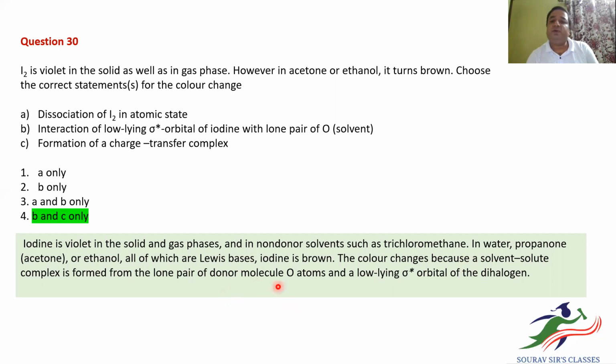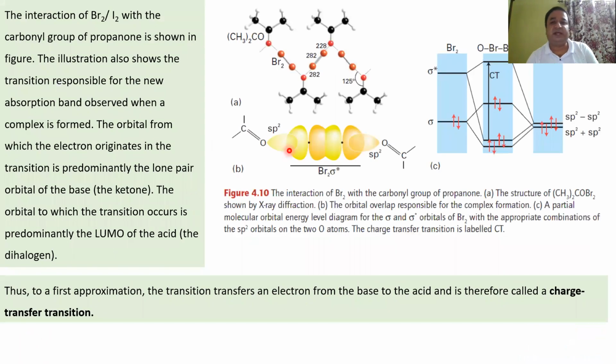It forms from the lone pair of the donor molecule O and the low-lying sigma star orbital of the dihalogen. In this case, it is our iodine. Let's have a look at the MO picture, how this is happening. This is a crystal structure that was isolated and studied. Here we have bromine, but you can think of this as iodine, not an issue. Here, this is acetone. So we have the lone pairs of the acetone combining with the sigma star of, say, bromine here. You can consider iodine.